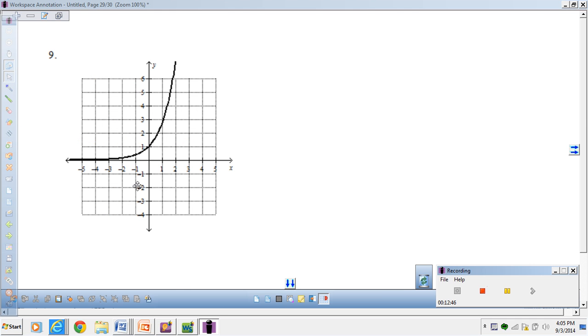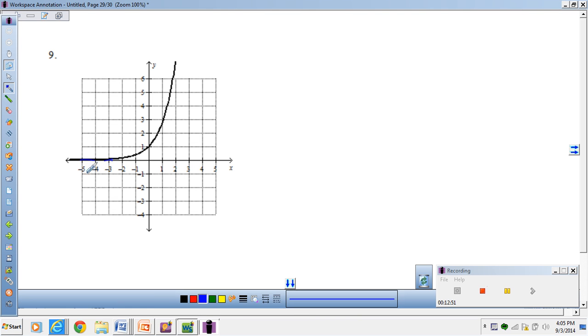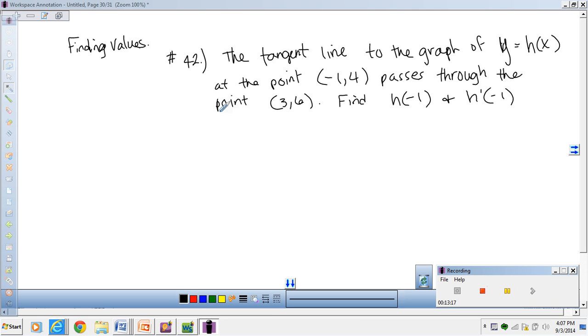Now on the last problem right here, I see that my slope is almost 0, then it starts getting more and more positive. So my derivative function is going to look just like it. That's my derivative, because it's not so positive, then it starts getting more and more positive. That's it.